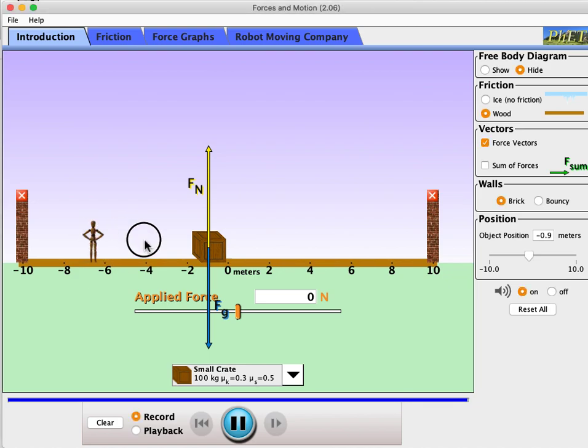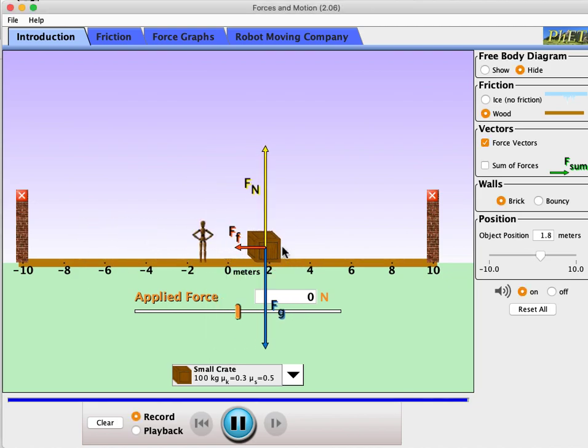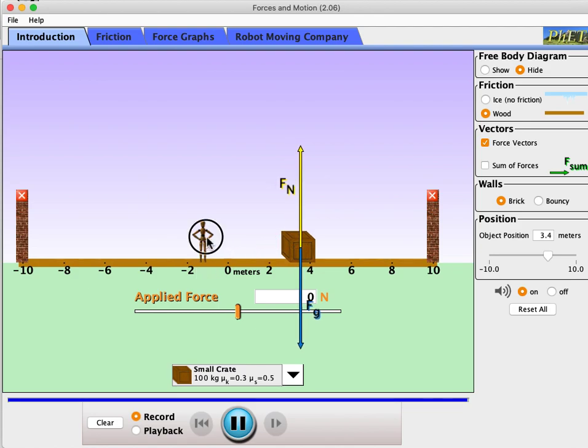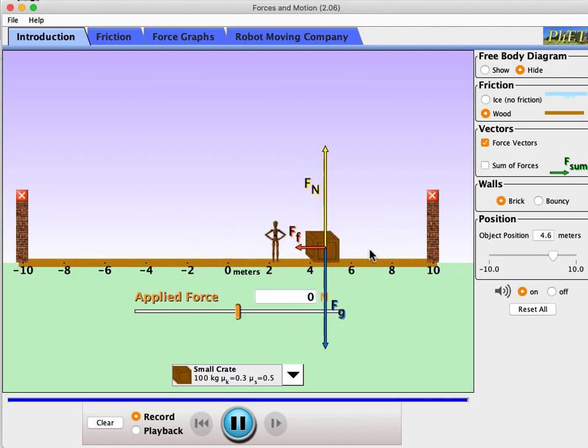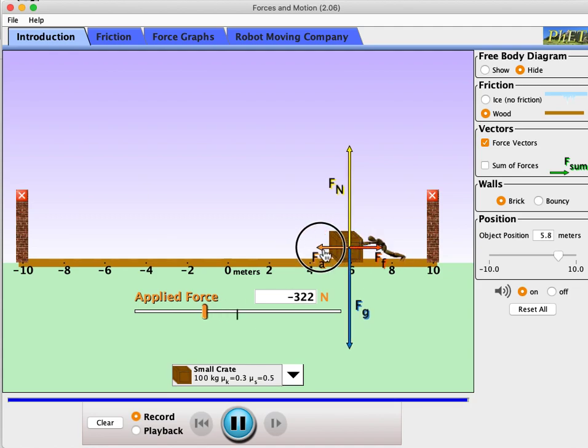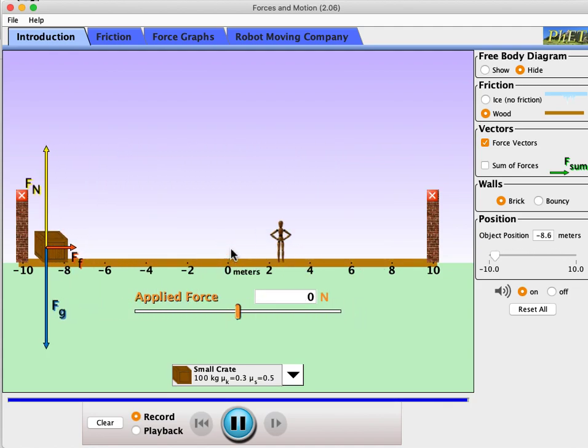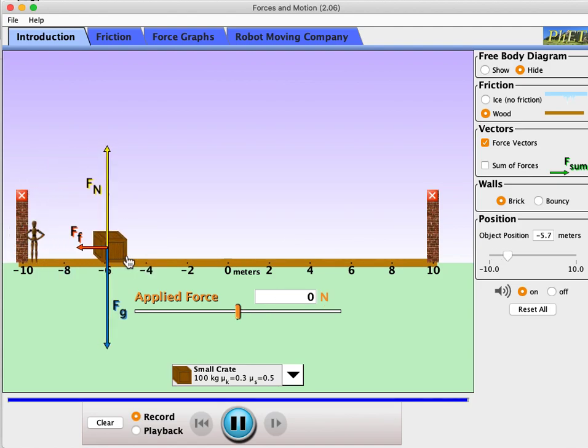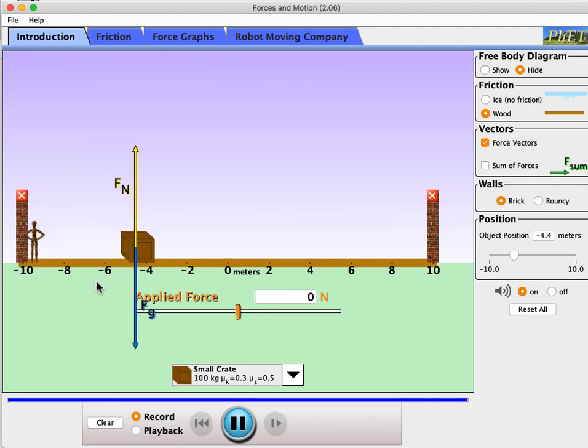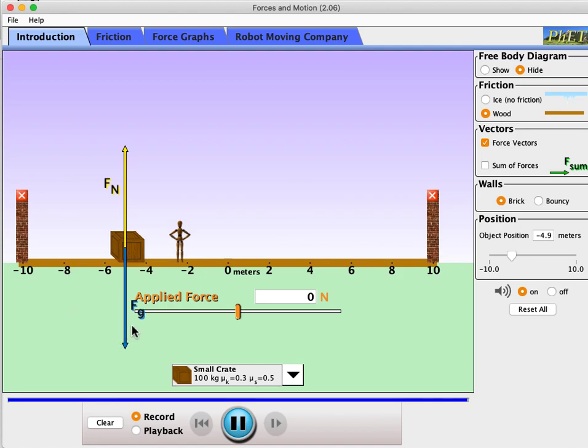Let me just move this around a little bit here. We can ignore the horizontal forces for now, but as you can see, no matter what I do, the vertical forces always stay the same. Those don't change. We'll come back to the horizontal forces later, but for now, just concentrate on the fact that all objects have gravity acting downwards on them. That's the force Fg. And anytime an object is in contact with a table or any kind of horizontal surface, there's going to be a normal force pushing upwards on the object.